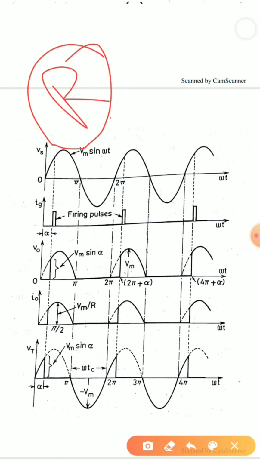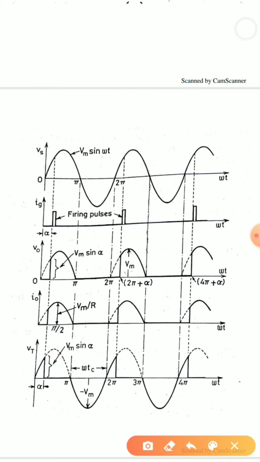R load means that the voltage and current have characteristics which are in phase. If my voltage V achieves maximum, my current I will also achieve maximum at the same instant. We can see here that when my voltage is at maximum, at the same instant my current is also at maximum. So this is the characteristic of an R load.